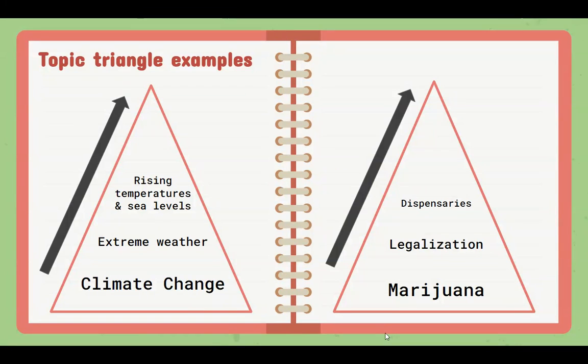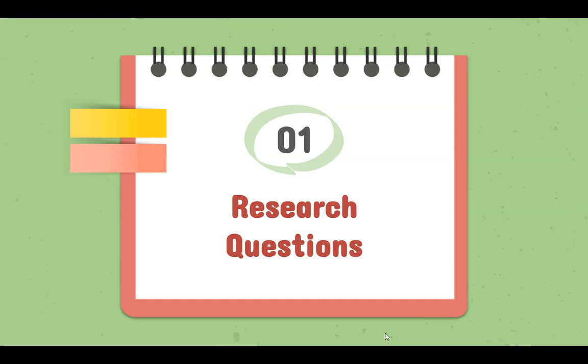Let's do it again on the right. Let's pretend my topic is marijuana, and more specifically, I'm interested in what's happening in the 50 states. We're seeing legalization in multiple states. And let's get more specific. Right here in New York, are there dispensaries available? Do you have to have a medical marijuana card to purchase marijuana items in a dispensary? How does this work? It goes from very broad to very specific. Let's start developing those research questions after you do your topic triangle.